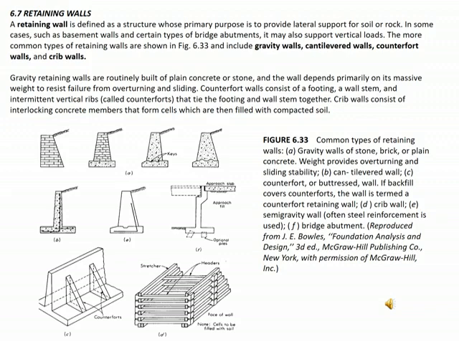The crib wall consists of interlocking concrete members that form cells which are filled with compacted soil. So this is the construction of the crib wall. In the diagram we can see the common types of retaining wall: the gravity wall is figure A, figure B is the cantilever wall, figure C the counterfort wall, D the crib wall, E the semigravity wall, and F is the bridge abutment. Those are the kinds of retaining walls that we show in the diagram.